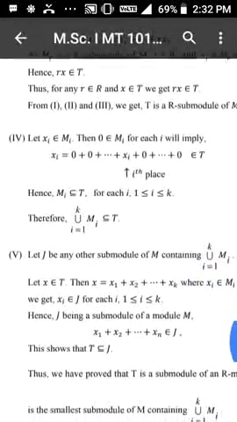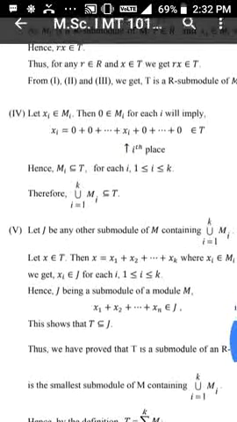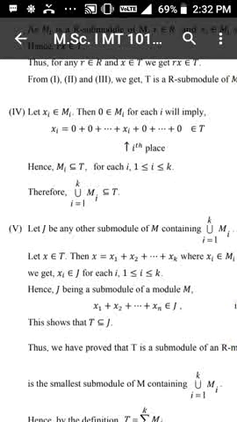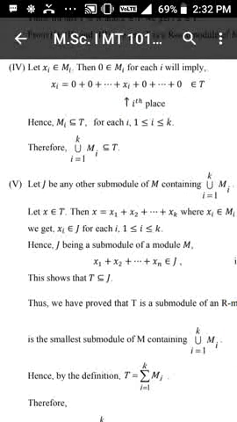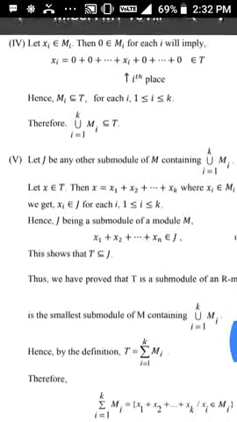Let xi belong to Mi, then 0 belongs to Mj for each j, which will imply xi is equal to 0 plus 0 plus ... plus xi plus 0 plus 0 .... Hence, Mi is a subset of T for each i, 1 less equal i less equal k. Therefore, the union of Mi, i equal to 1 to k, is a subset of T.